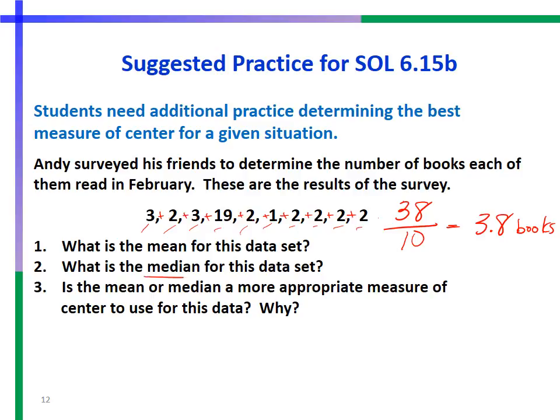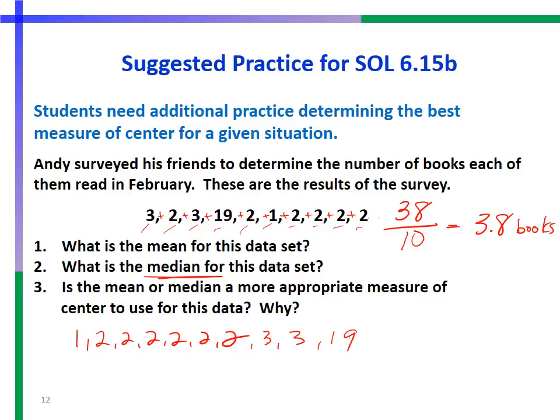Our second one is we need to find the median. In finding the median, we have to line up these numbers from least to greatest first. So I have 1, and then I have 2 listed 6 times. 1, 2, 3, 4, 5, 6. And then I have 3 listed twice, 3 and 3. And then I have 19. In all, I should have 10 numbers. 1, 2, 3, 4, 5, 6, 7, 8, 9, 10.